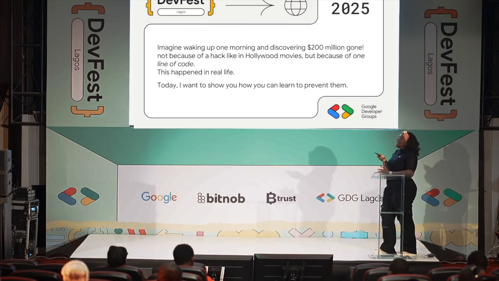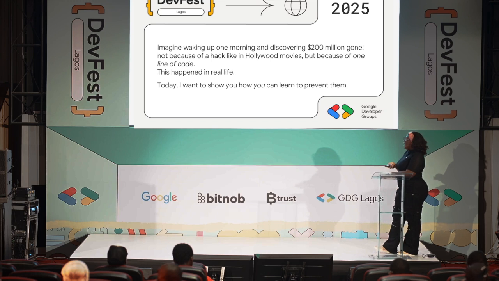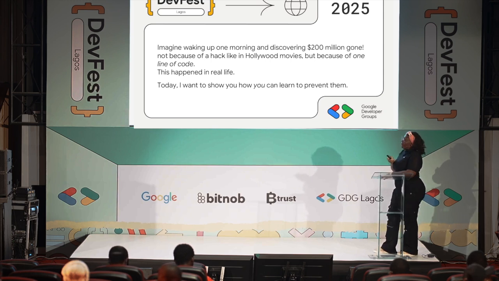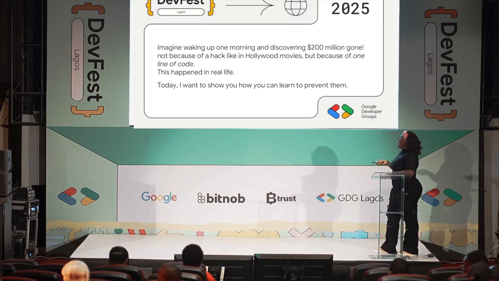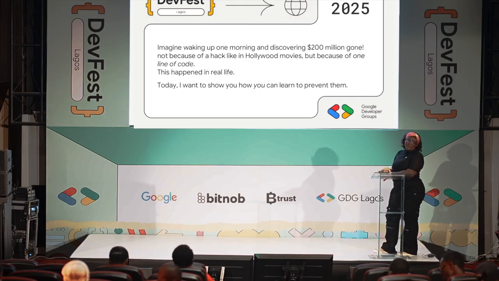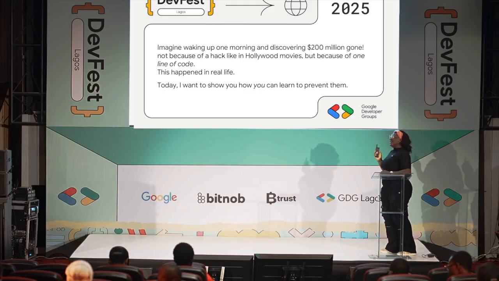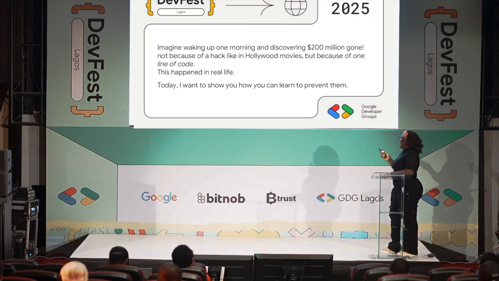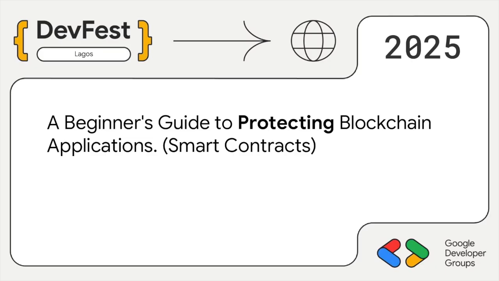This happened in real life. It's happening every day, and it's still happening. It's still going to continue happening until we do something about it. Today, I want to show you how you can learn how to prevent that. And I hope we are ready because this is really fully packed, right? Again, a beginner's guide to protecting blockchain applications.